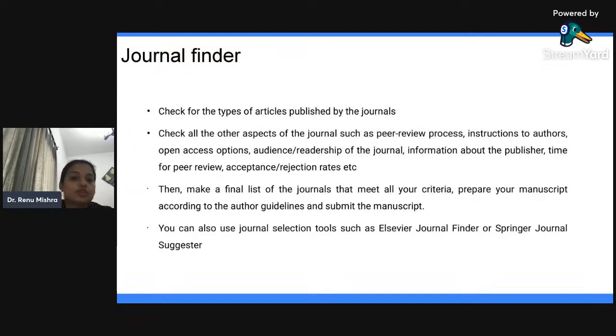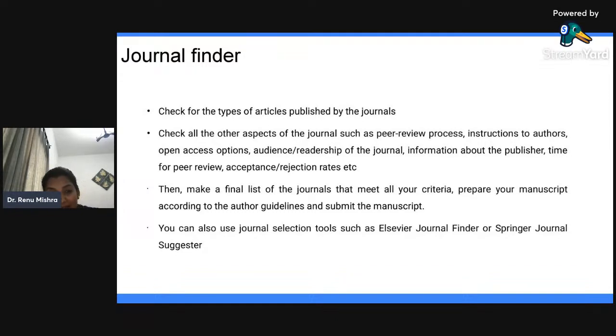Then once you are very much sure about the peer review process and how much time the journal takes, like many of you are asking, what are the fast or fast publishing journals. When you are selecting a journal, every journal on their website mentions how much time they will be taking in publishing the paper.